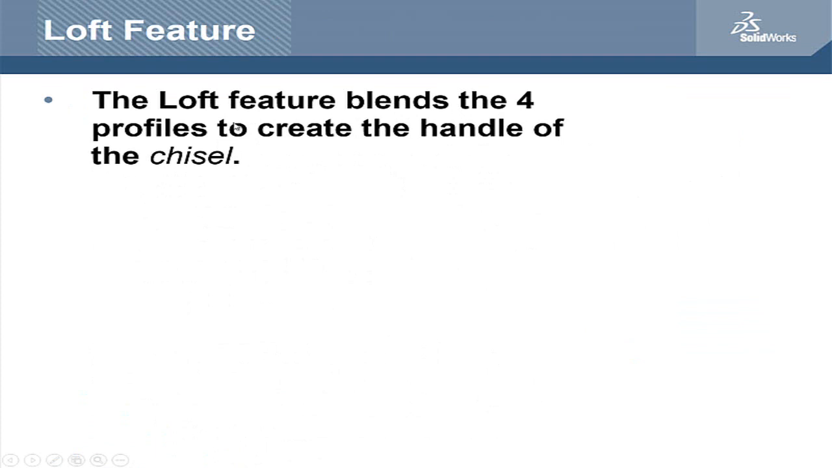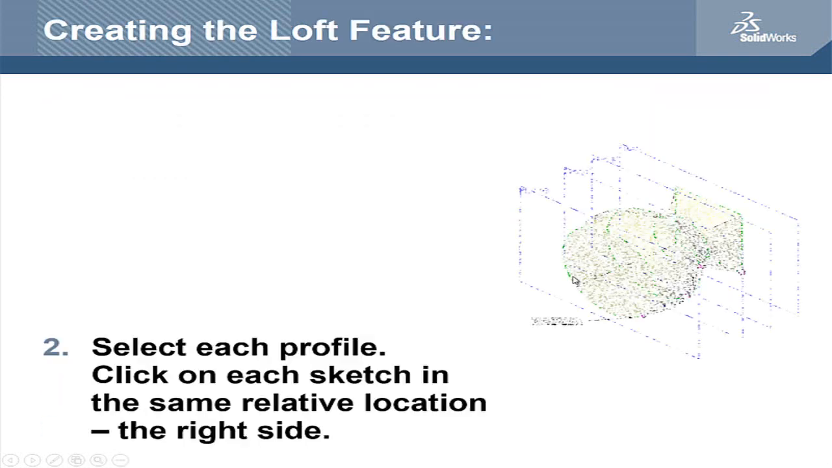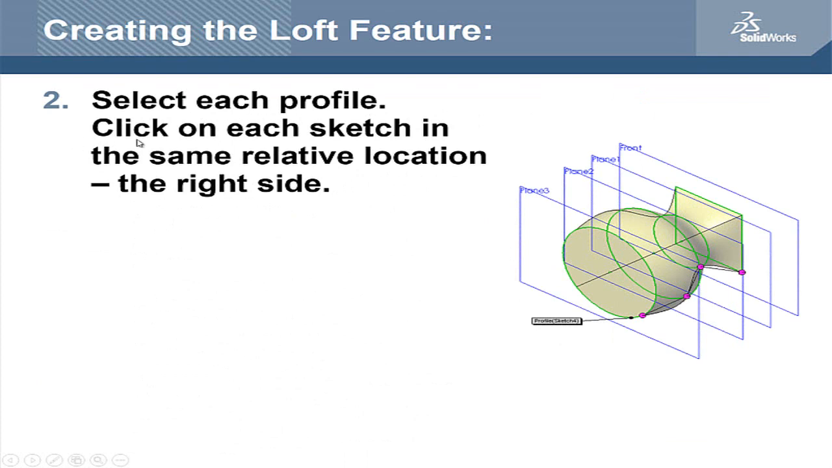The Loft feature blends the 4 profiles to create the handle of the chisel. Click the Loft button on the Features toolbar. Select each profile. Click on each sketch in the same relative location, the right side. So we're using the right side here. You could do the top, or you could do the corners over here.